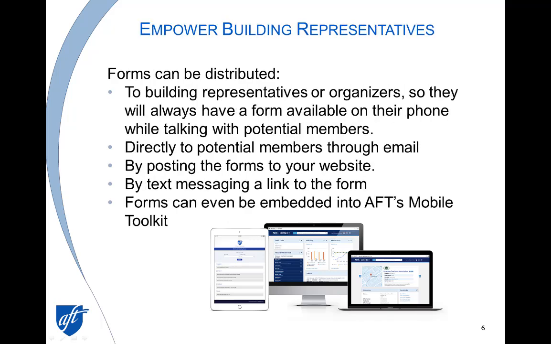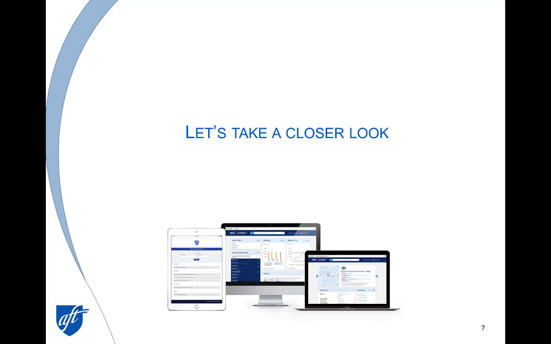Forms can be distributed to building representatives or organizers, so they will always have a form available on their smartphone while talking with a potential member. They can also be emailed directly to potential members. The forms can be posted on your website or sent as a link through text messaging. Forms can even be embedded into AFT's mobile toolkit. Let's take a closer look.